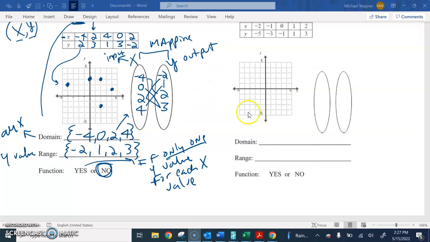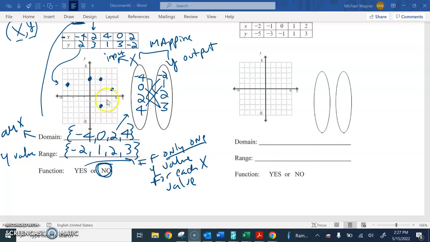Okay, if you watched the previous video, I hope you did, we figured out what it takes for a relation, a bunch of data, to be considered a function. And the real rule is this. If there's only one y value or output value for every x value or input value, then it's a function.